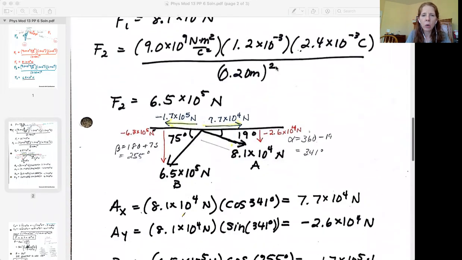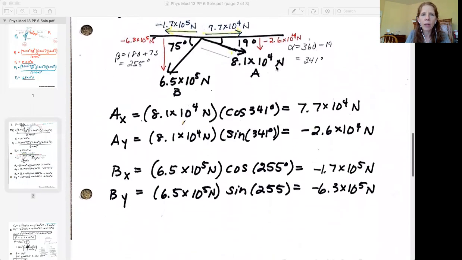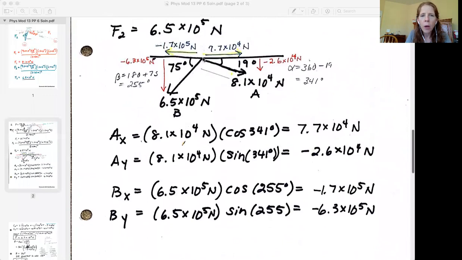Actually, let's go all the way down here. I have it drawn out specifically. Okay, so here's my charge. Here's the 8.1 times 10 to the 4th newton force, and here's the 6.5 times 10 to the 5th newton force. Now we've got it just like you've done in the past. You've got to break that baby up. So we're going to call this one A, the 8.1, and this one B.